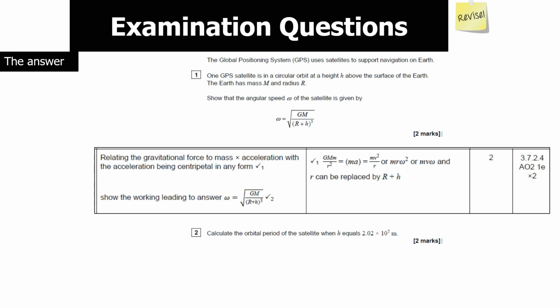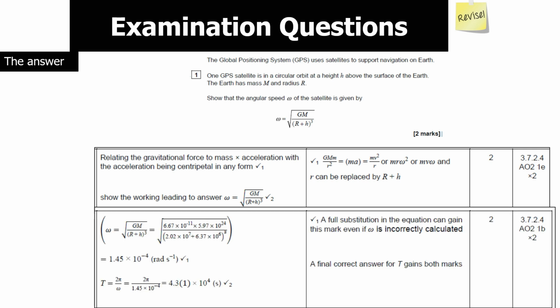Now in the next question, you're going to have to use this equation. So we're going to have to use this equation of omega equals the square root of big G M over (r plus h) cubed by popping in all the numbers from the previous question. Remember, we work in meters in our values to get our angular speed in radians per second to be 1.45 times 10 to the minus 4.